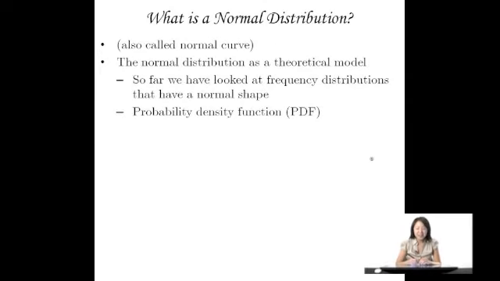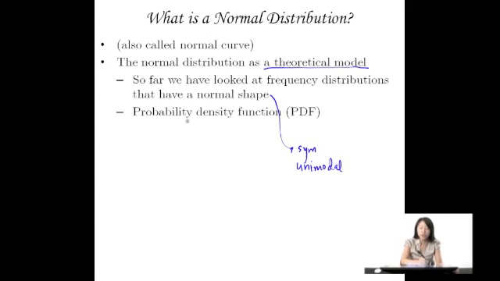All right. So what is a normal distribution? Well, it's also called a normal curve, and a normal distribution really is a theoretical model. It's not based on data necessarily, it's a projection. So far, we've looked at frequency distributions, actual data points that have a normal shape. And by normal shape, what we really meant was symmetrical, unimodal, and that it had a point of inflection, right? Those kind of features. But they all just have a normal shape. They're not the normal distribution.